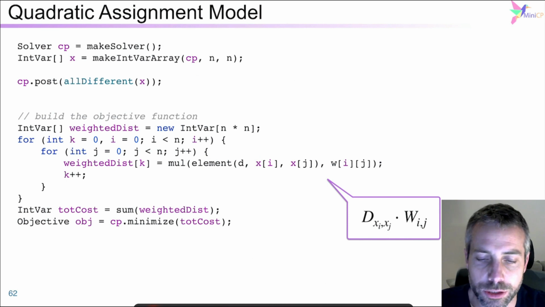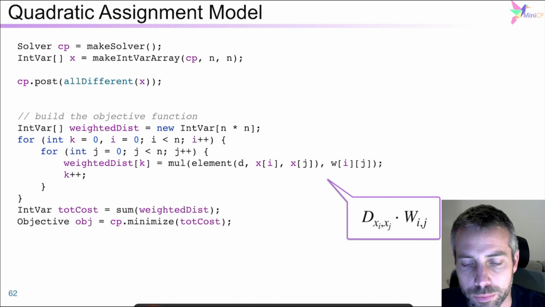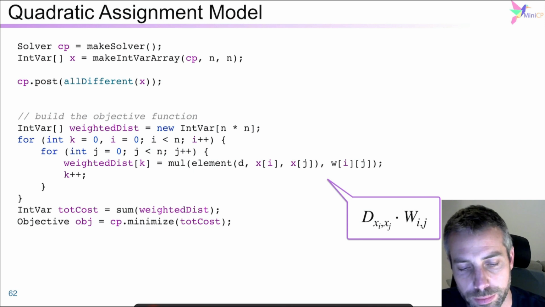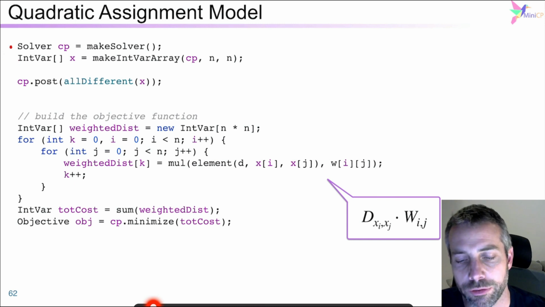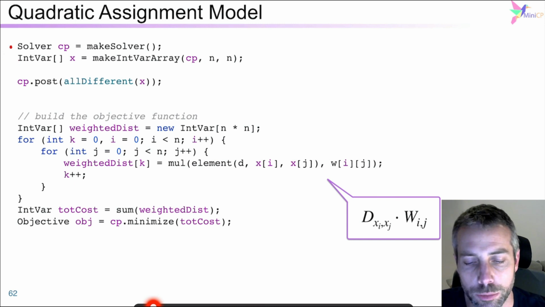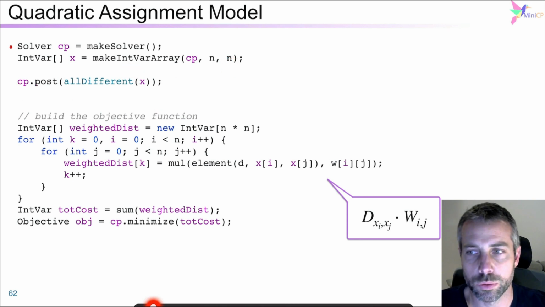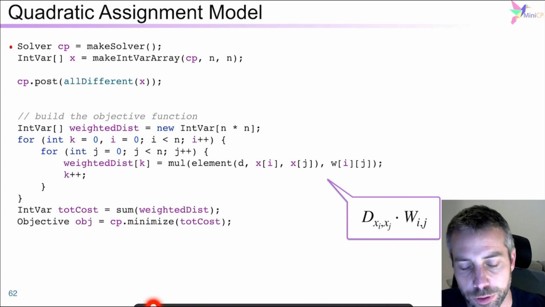So let's study the source code of that problem in MiniCP. So first, as you know, you declare the solver. Then you create the array of decision variables. So we create an array of n decision variables. And the domain of each is from 0 to n-1. Then, of course, you pass an all different constraint to say that the location that we choose for each of the facilities should be different.